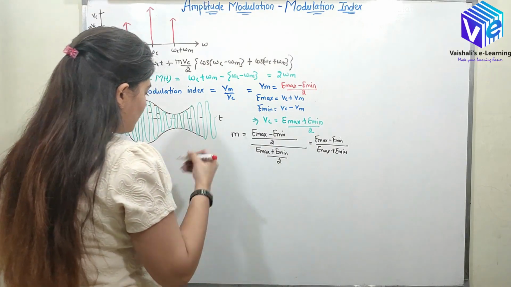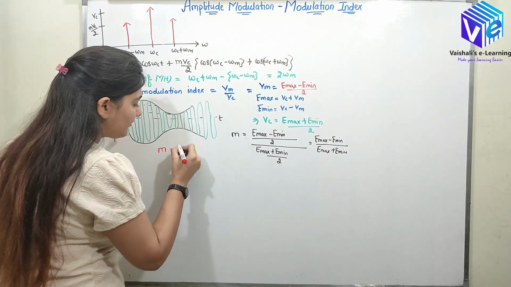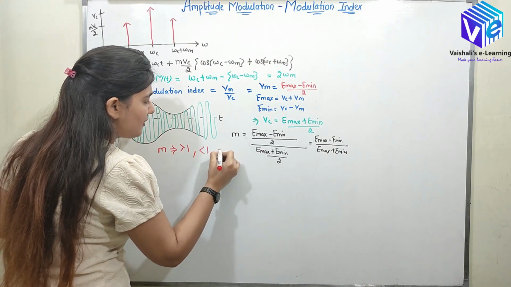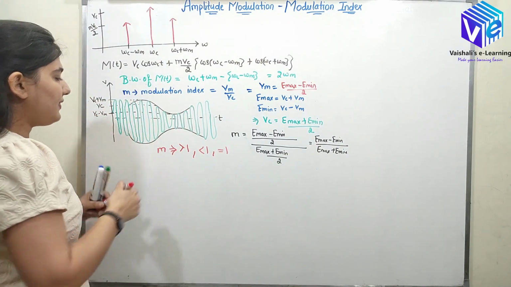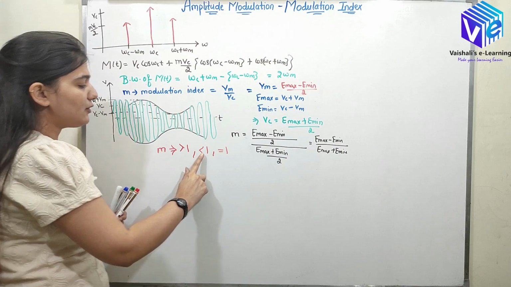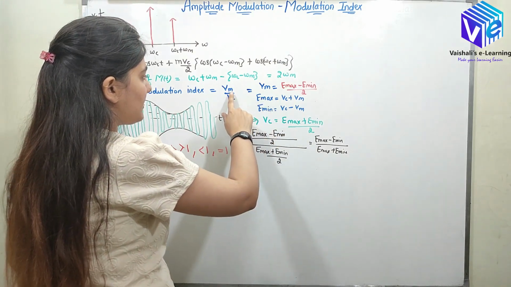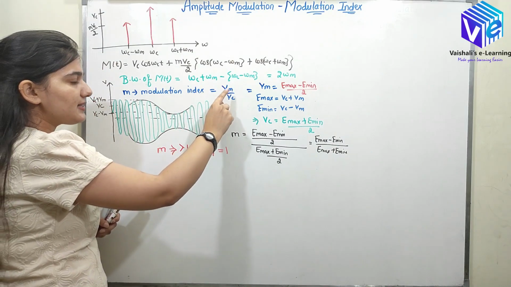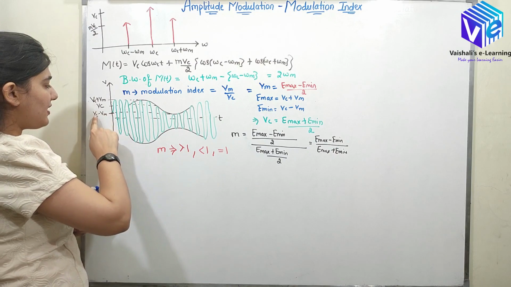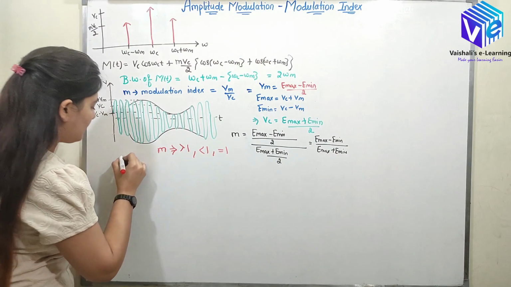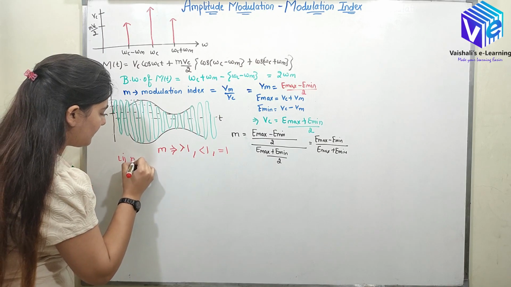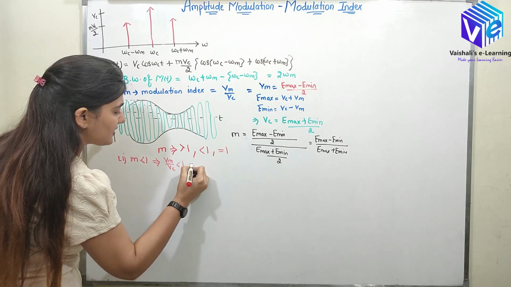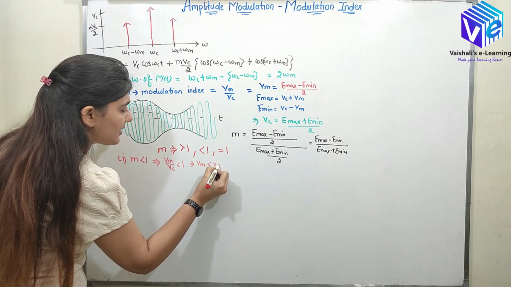So now the modulation index can have values greater than 1, less than 1, or equal to 1. When the modulation index is less than 1, taking the first case, m is less than 1, I can say Vm upon Vc is less than 1, which means Vm is less than Vc.